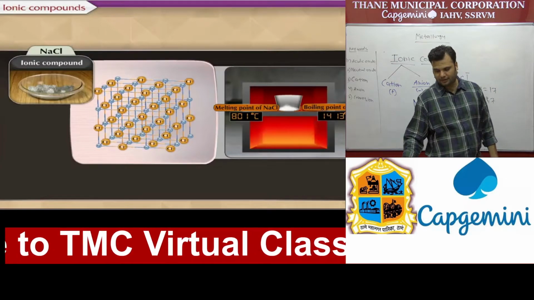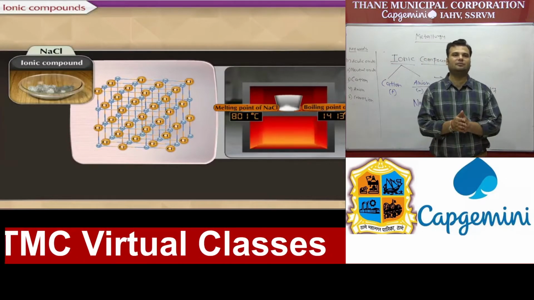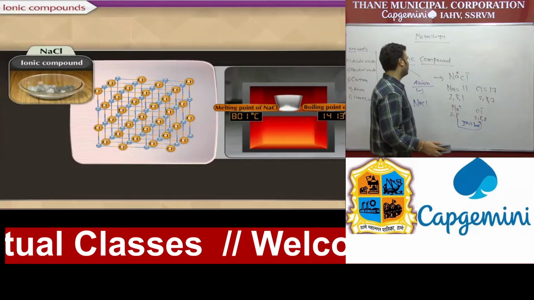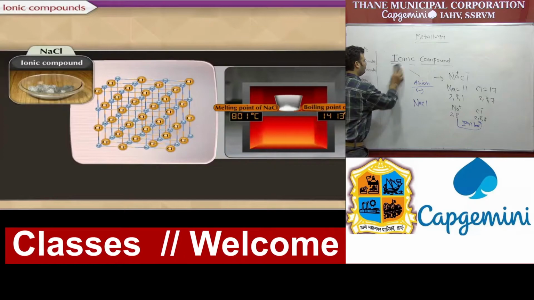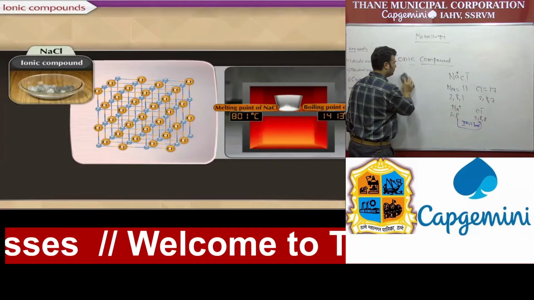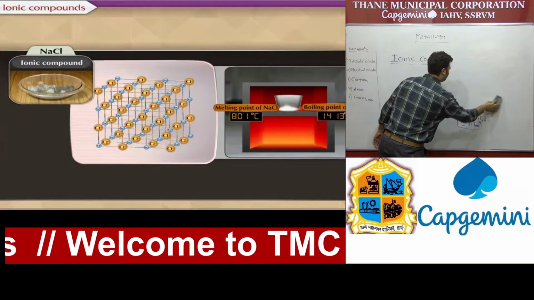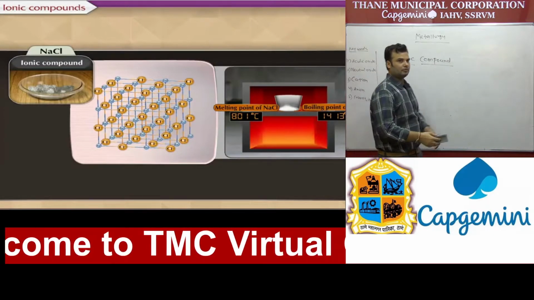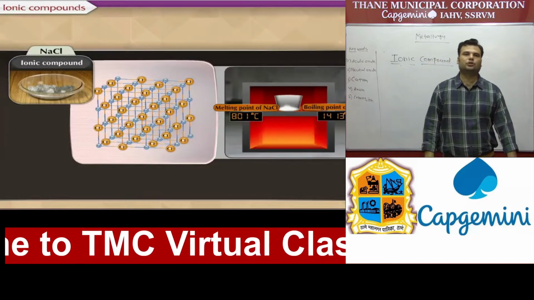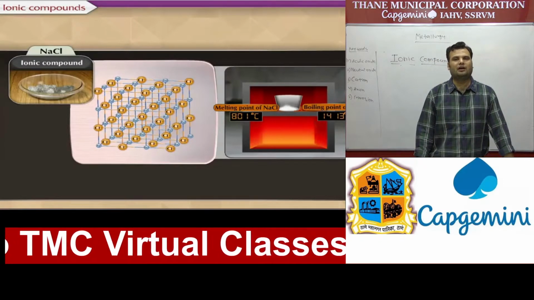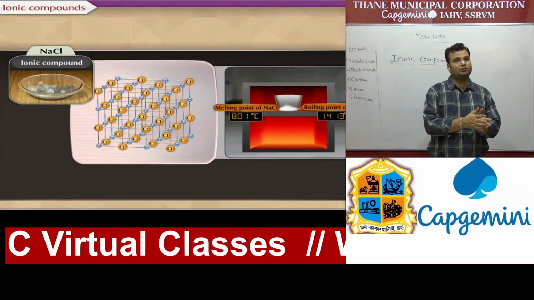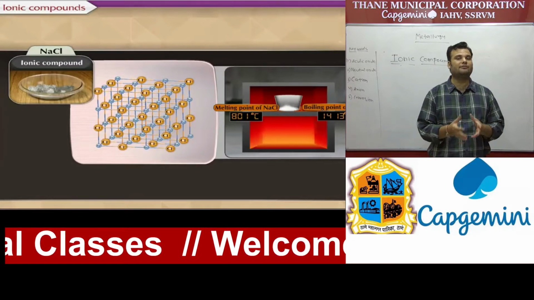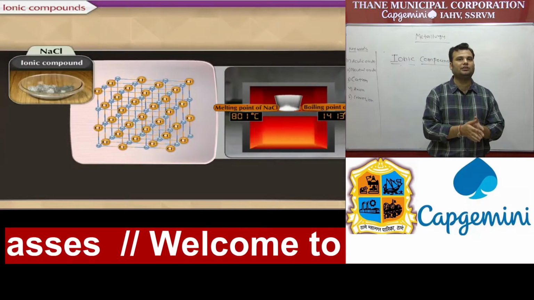Next part is very important. In exam they will ask to write some physical properties of ionic compounds. So let's see what are the physical properties of ionic compounds. Student, if you compare ionic compounds with covalent compounds, ionic compounds are stronger because of the electrostatic force of attraction, and they require more energy to break the bond.